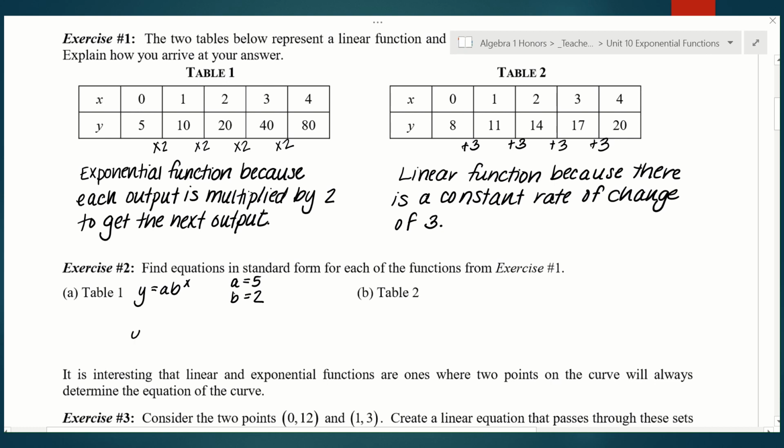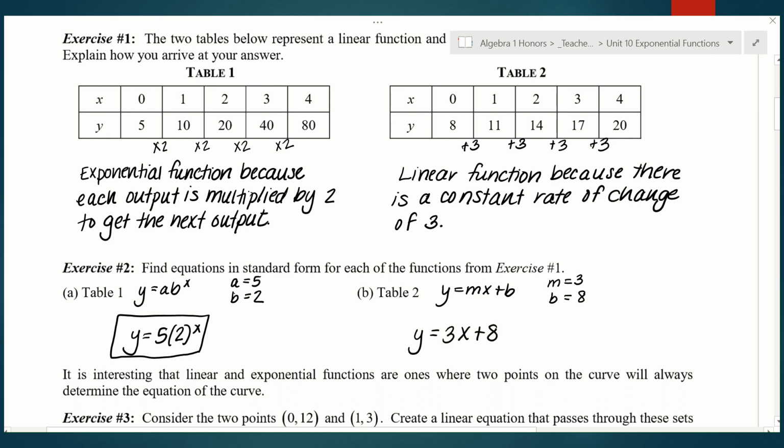Once I have those two values, all I need to do is plug them in for a and b, and there's my equation. Table 2 we knew was linear, so we're going to do y equals mx plus b for any linear function. Again, the two things you need are the slope and the y-intercept. From the table, the change in y over the change in x is 3 over 1, or just 3. And my b is my y-intercept, which I can see from the table is 8. Putting those values in, we get a linear equation of y equals 3x plus 8.